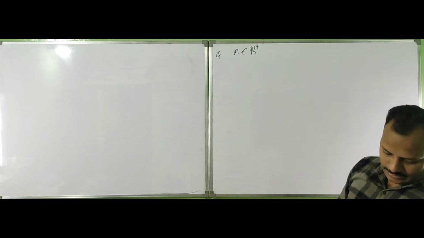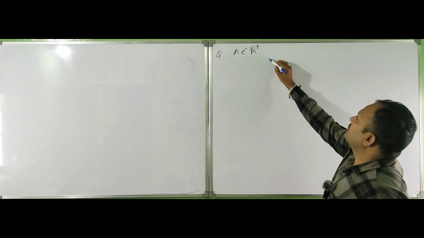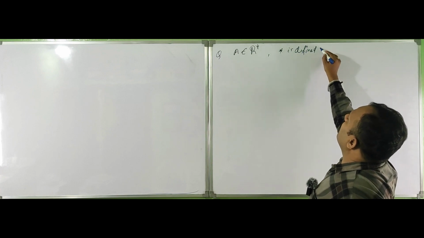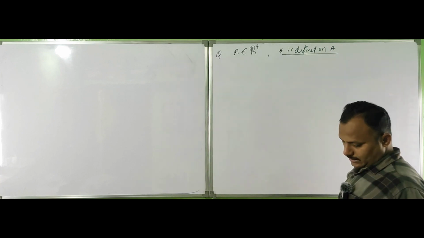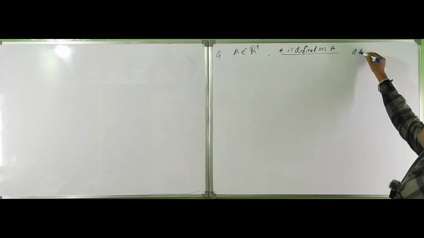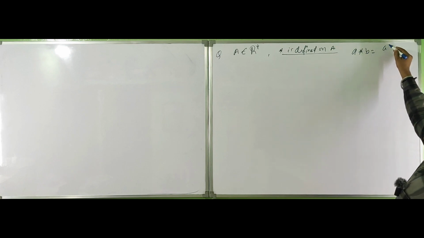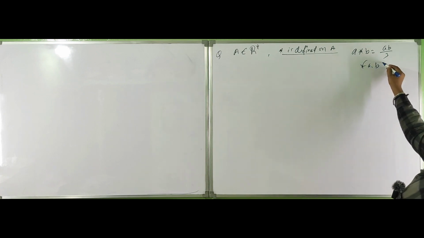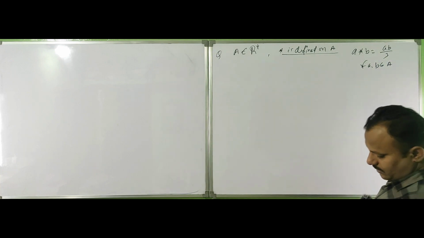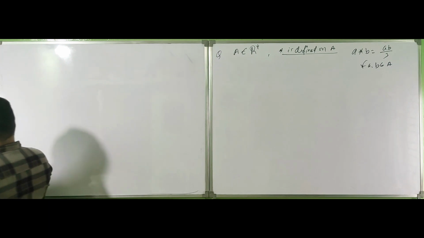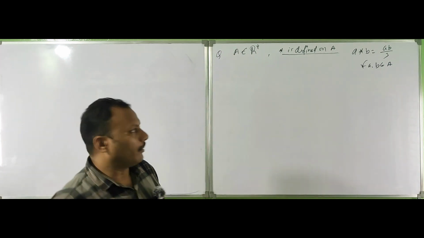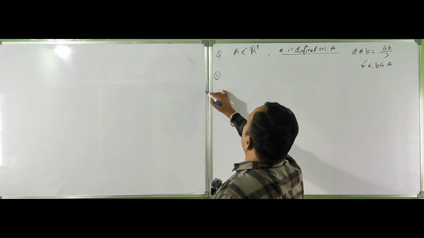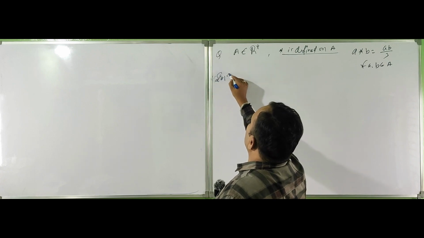Let binary operation star be defined on A by A star B is equal to AB by 3, for all A, B belongs to A. Then I have to show it is commutative, associative, and find the identity and inverse. First one, solution.